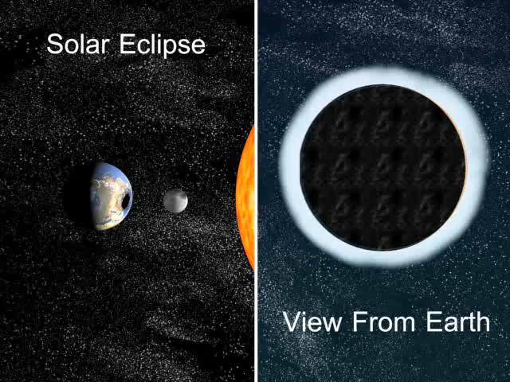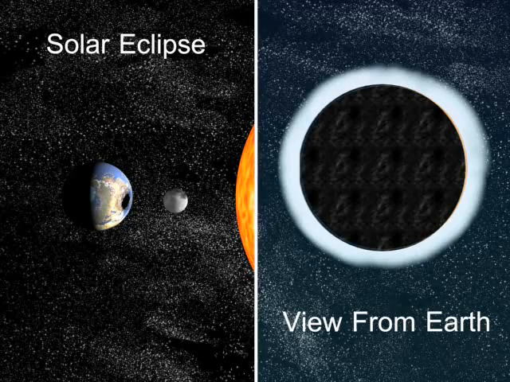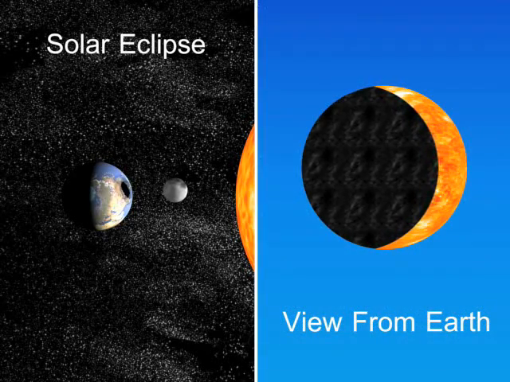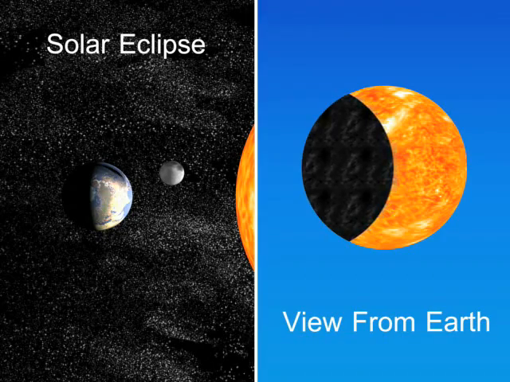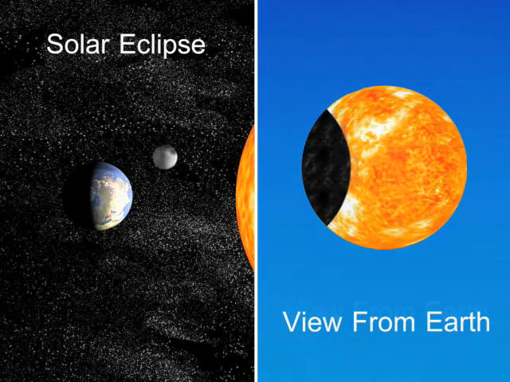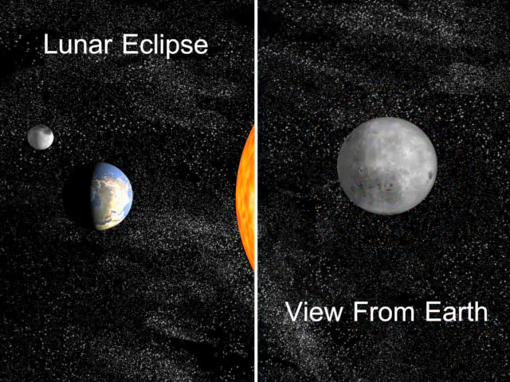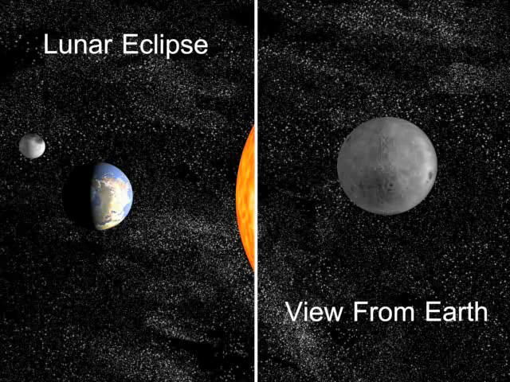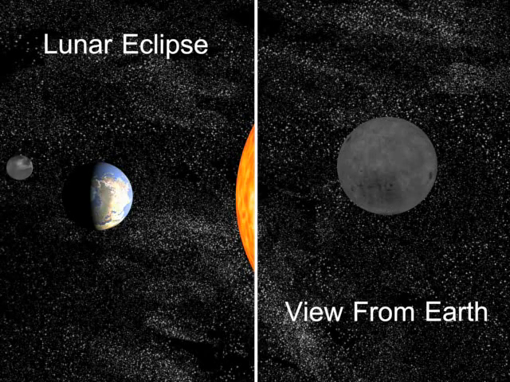Even though the moon is much smaller than the sun, it appears to be about the same size as the sun because it is so much closer. This event is called a solar eclipse. The moon can also pass directly behind the Earth, falling in its shadow. This event is called a lunar eclipse.